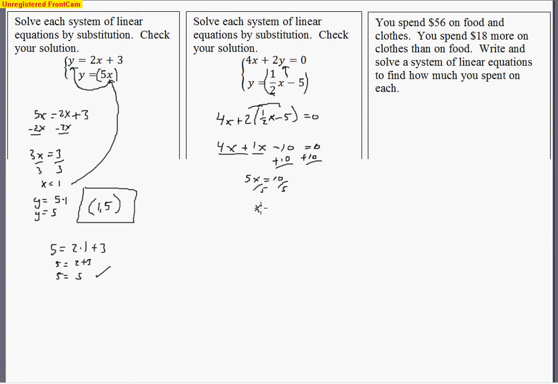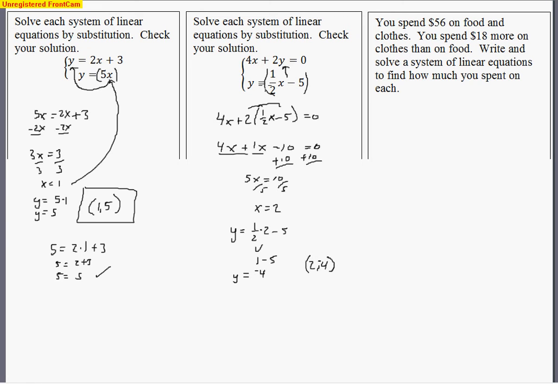x is 2. So I take that value and I substitute back in. I'm going to put it in for this bottom equation there. y equals 1/2 times 2 minus 5. Again, you can do a mental math check here, and it's always good to do that just to see if you're doing it right. So y is negative 4. So I got 2, negative 4. So let's do that mental math check. So I'm going to take that 2, negative 4. So that's what I got with the bottom equation. Let's put it into the top.